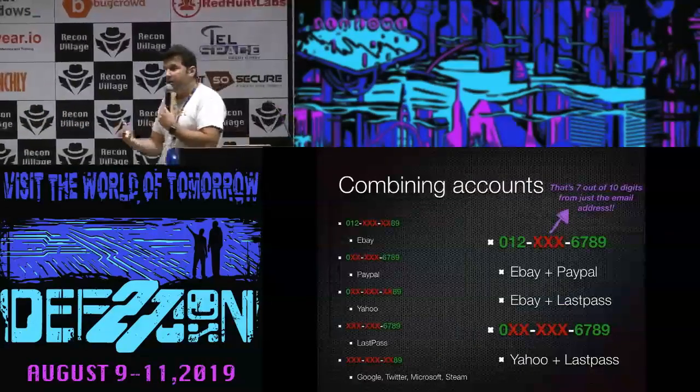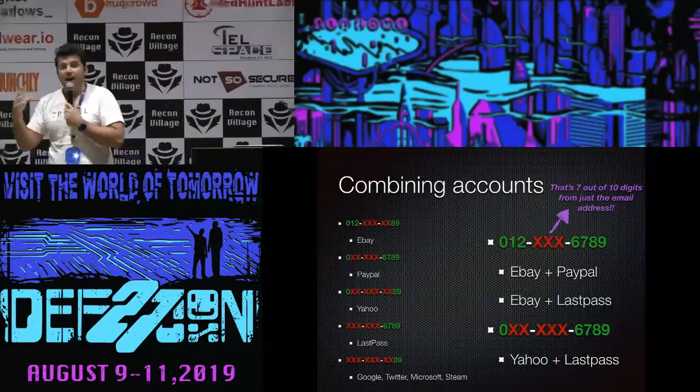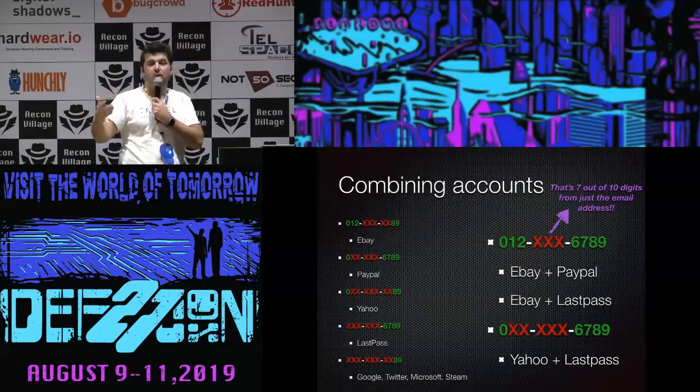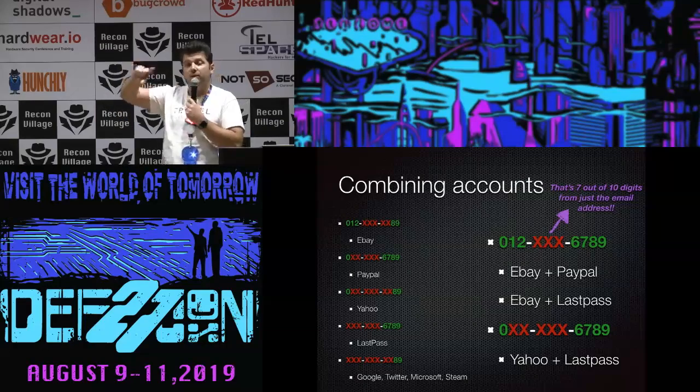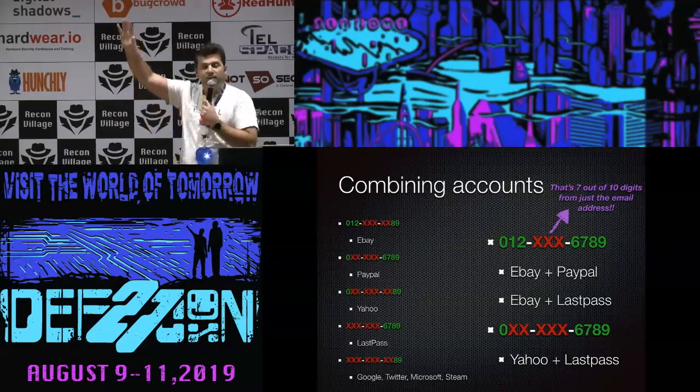So the power comes from the combination. I can perfectly go around to the top websites and start to reset your password just with your email. Who has eBay and PayPal?